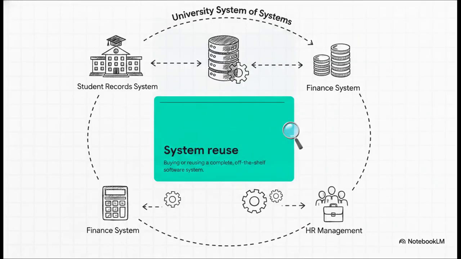First up, we have system reuse. So what is it? System reuse is simply buying or reusing a complete off-the-shelf software system. At this top level, you aren't writing new core functionality at all. You're taking entire complete programs, which are often made up of multiple application programs themselves, and incorporating them. Think of a massive university adopting an entire suite of management systems for student records, finance, and HR, and integrating them into one giant system of systems.